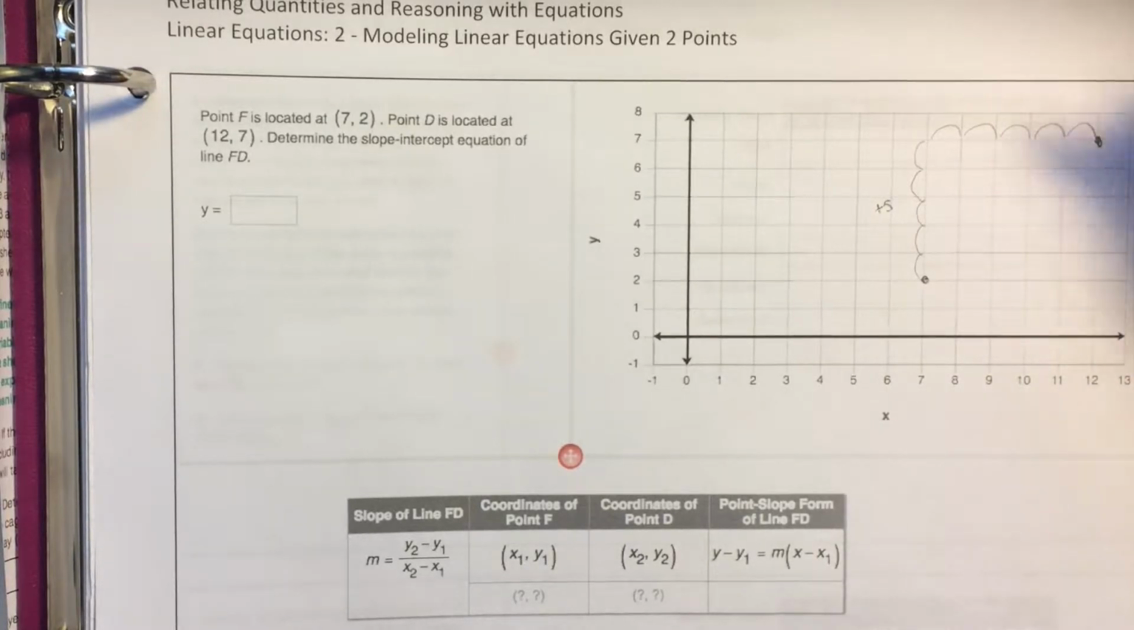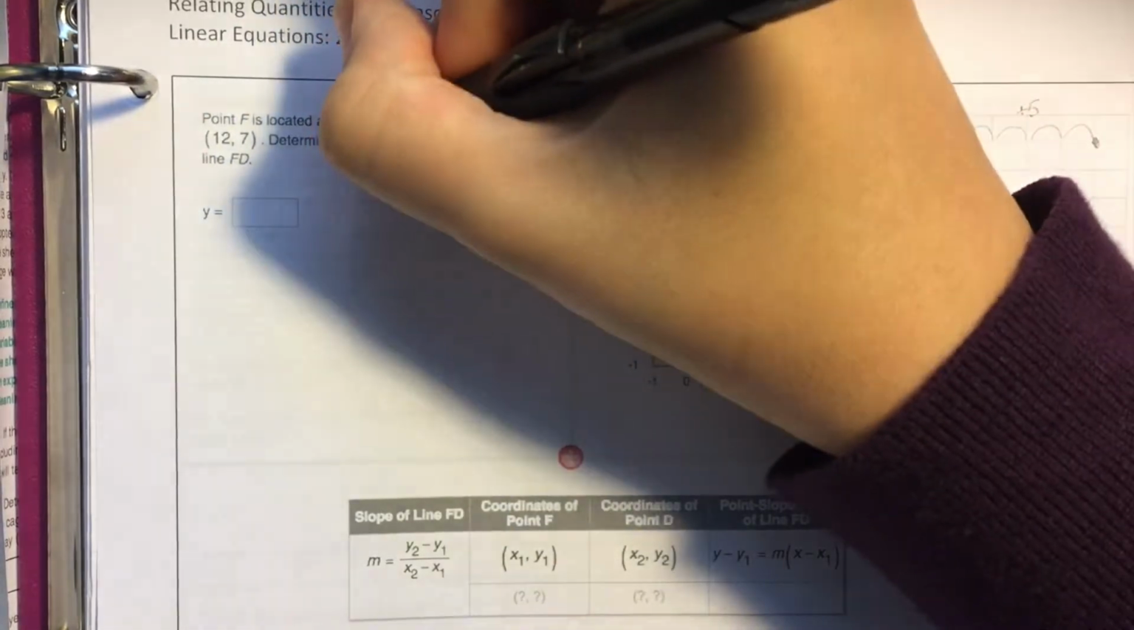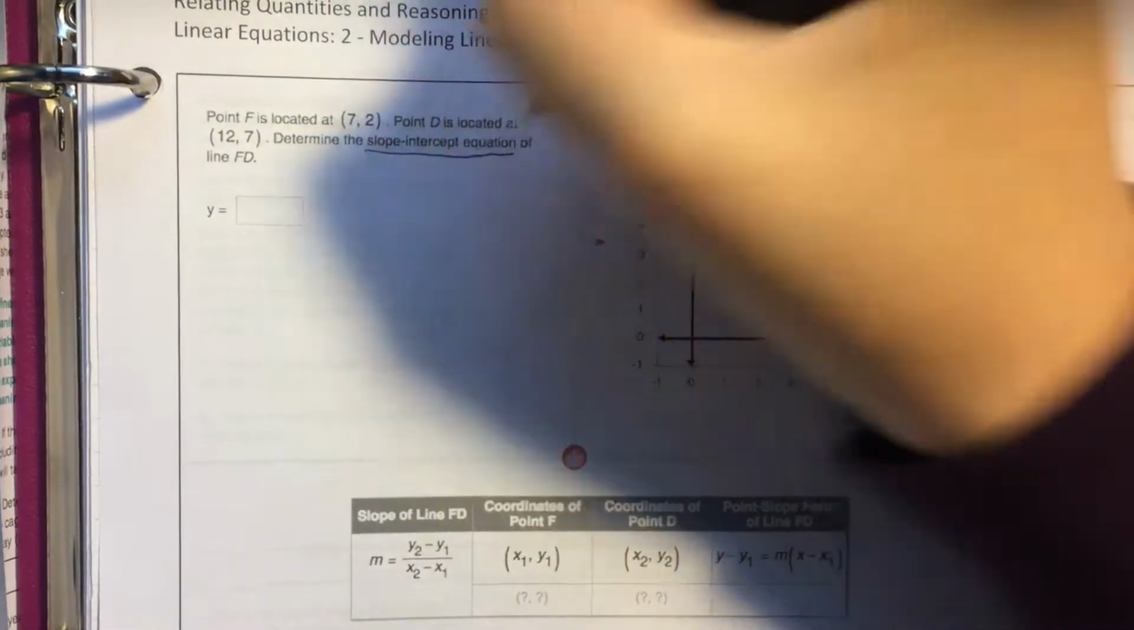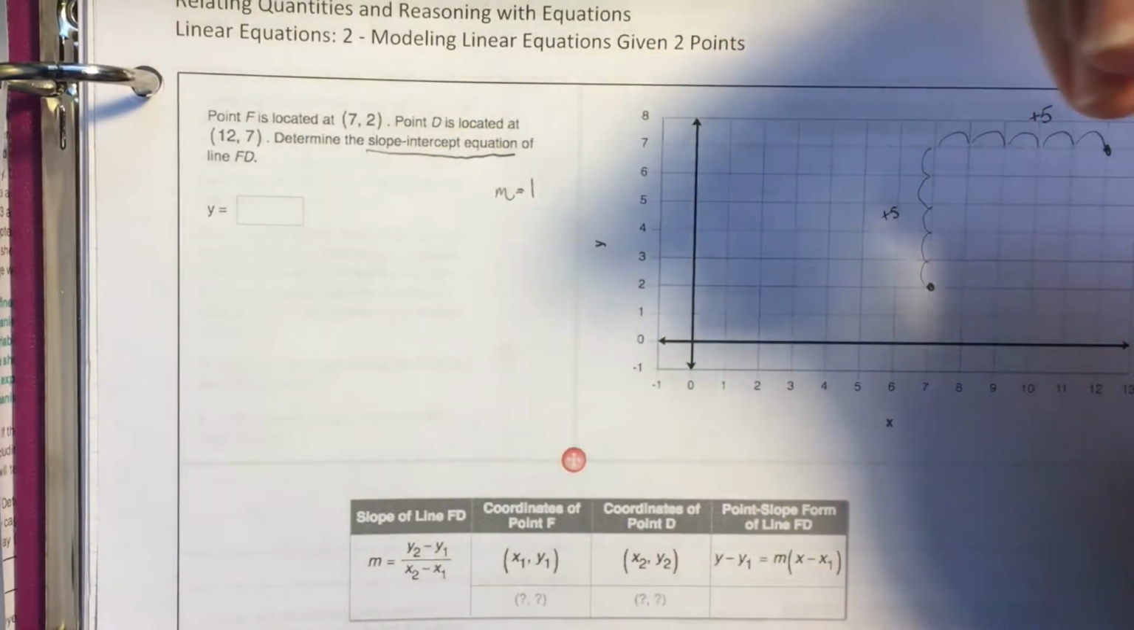So the first thing I need is my slope. I'm doing that by counting up and over from my first point to my second. I have a vertical change of 5 over a horizontal change of 5, so my slope is equal to 1.